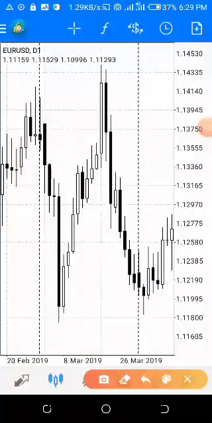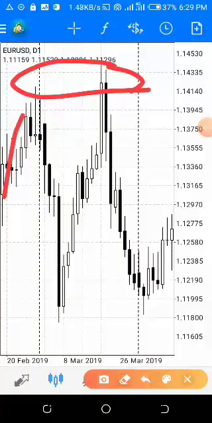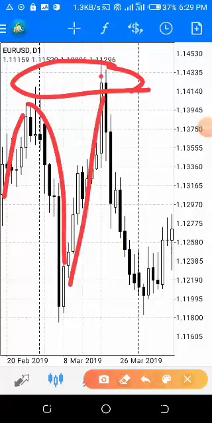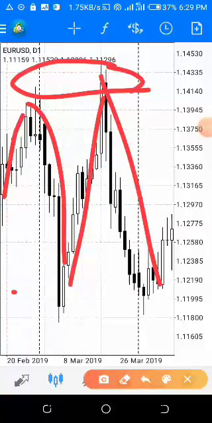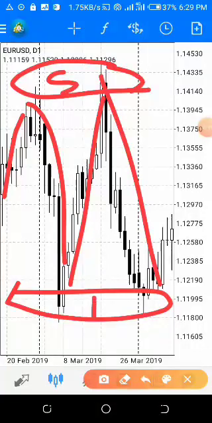So like I said, price, let's say this is a zone right here. Okay, that is a supply zone. So price tested it, came back down, tested it, came back down. So price has obeyed this zone. So let's say S and let's say D.